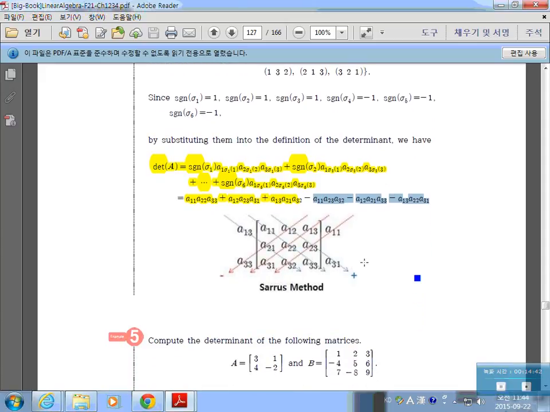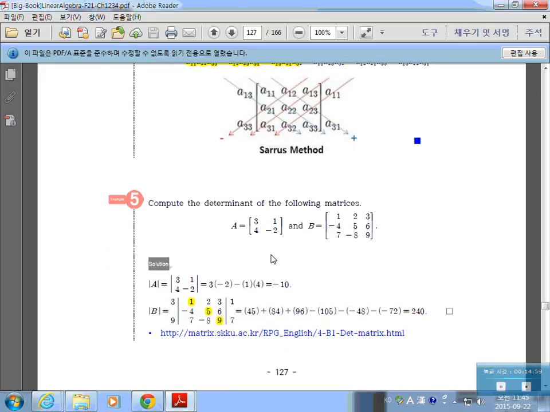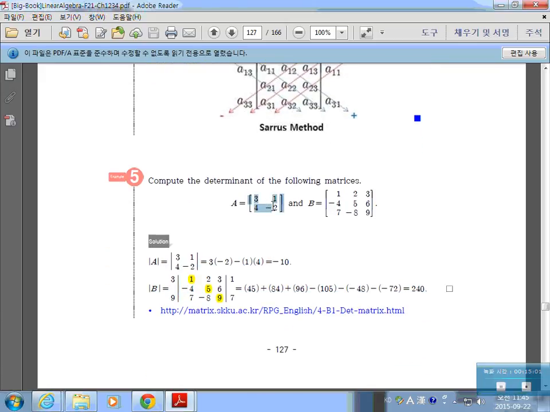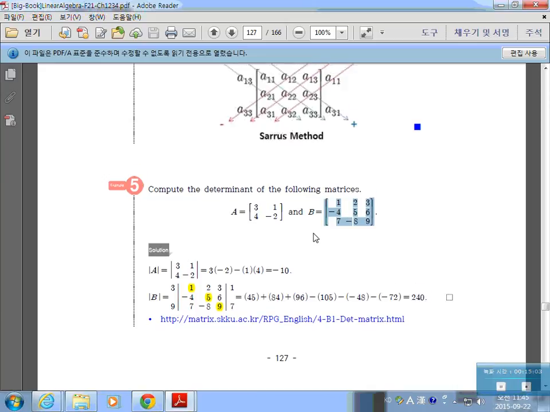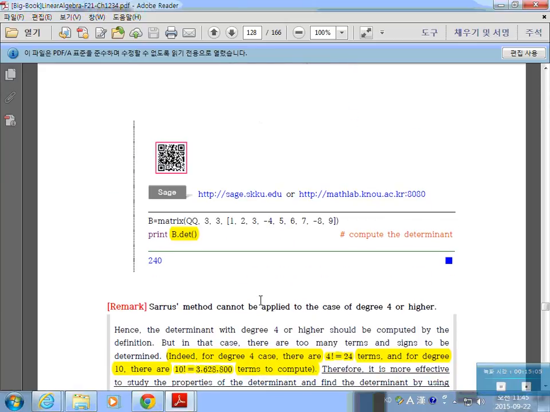This can be done by just multiplying this, plus the product of these three, minus the product of these three, minus the product of these three, and minus the product of these three. This is called the Sarrus method. So you can find the determinant of this matrix and this matrix by using those definitions.